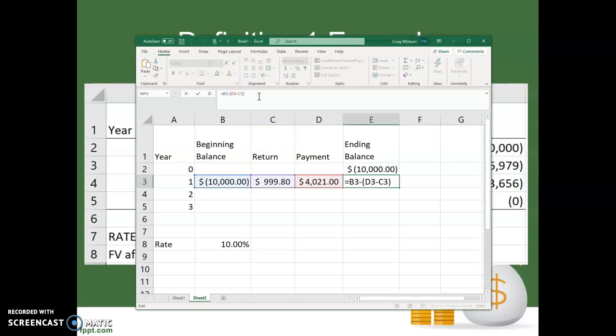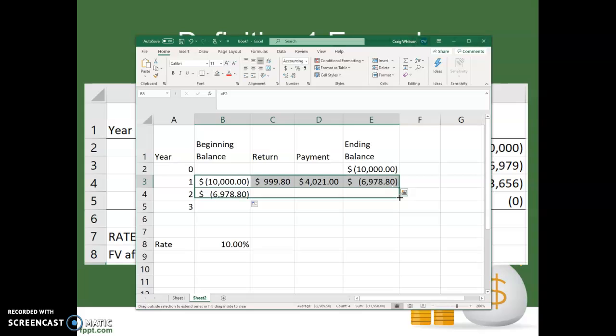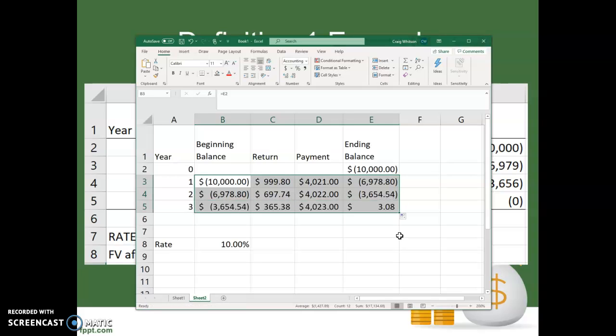So I should really rewrite this formula as we are starting off with that negative $10,000 balance, and we're adding to it the payment minus the return. Okay, so we're starting to bring down that balance. The person who took out the loan is getting closer to paying it off. Okay, so I'm just going to copy these all down now. Okay, so that comes down.